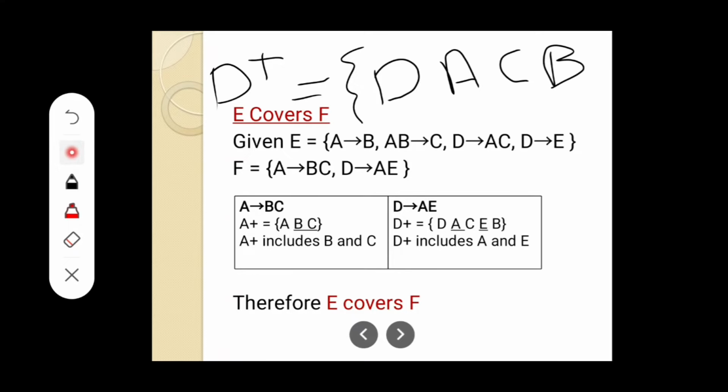Clear? So anything starting with C? No, nothing is starting with C. Anything starting with B? No. Anything starting with AB? Yes, AB determines C. But we have already written C here, so we don't have to repeat it. Anything starting with AC? No, nothing is there.